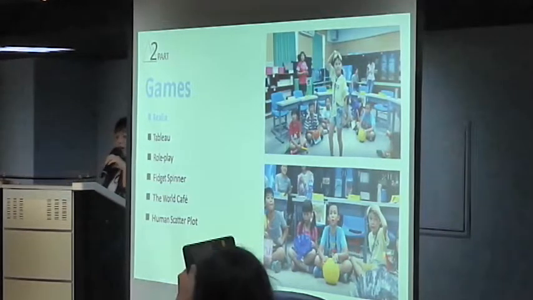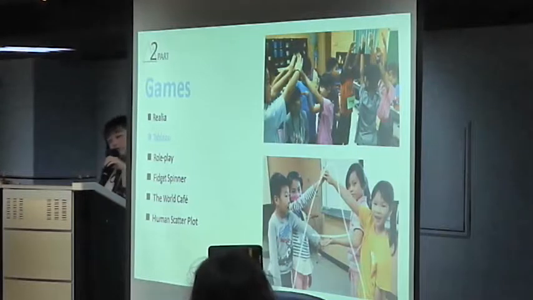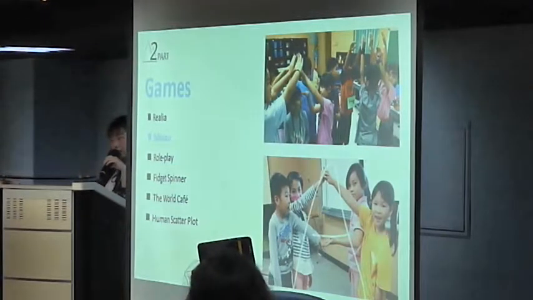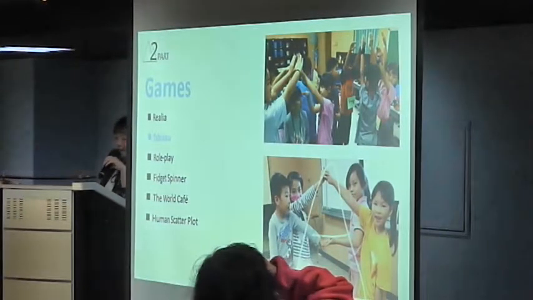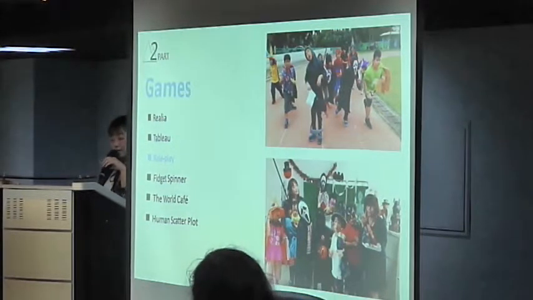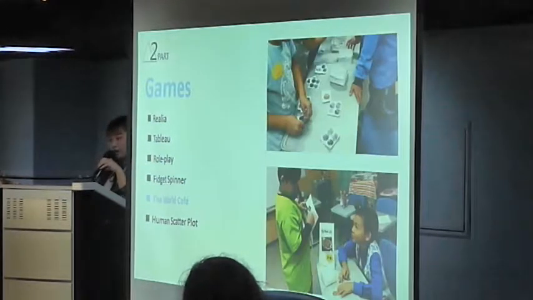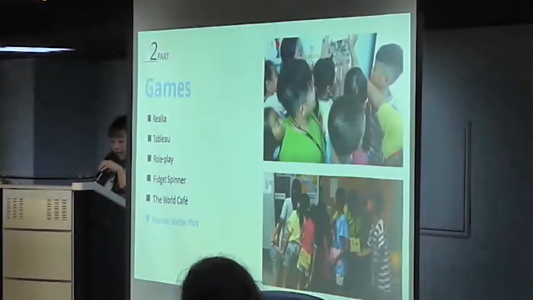We try a lot of reality to connect it to their daily life. And we use Tableau to develop their body. And then we tried role play because students really love doing this kind of stuff. And then we also use this one, the fidget spinner. It's really popular and students love to play that one. And also the word cafe and the human scatter plot.